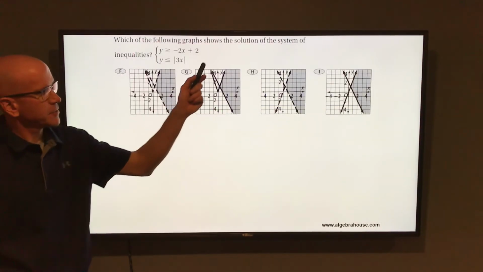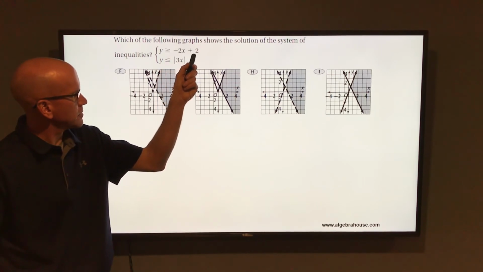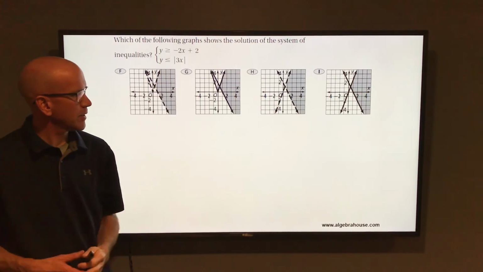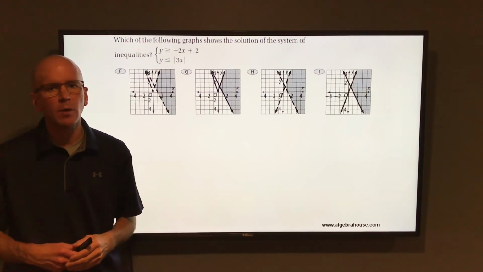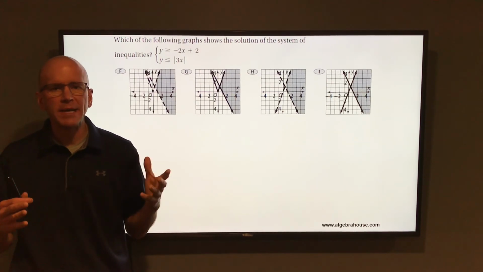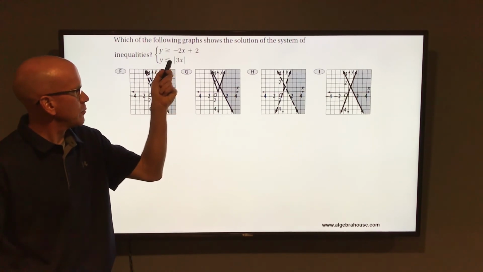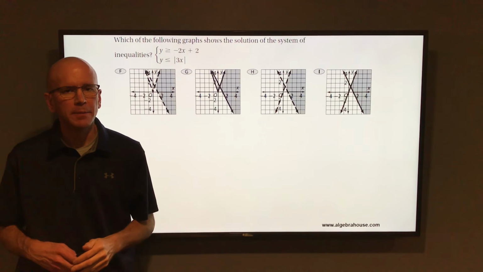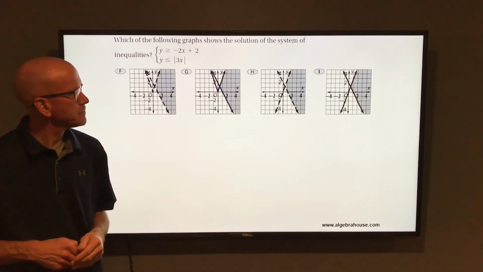Which of the following graphs shows the solution of the system of inequalities? y is greater than or equal to -2x plus 2, and y is less than or equal to the absolute value of 3x. Well, the first thing that should catch your eye here are those inequality signs and what they would mean in terms of a dashed and solid line. Greater than or equal to, less than or equal to, that means we're going to be putting solid lines down. So anything with a dashed line is thrown out.